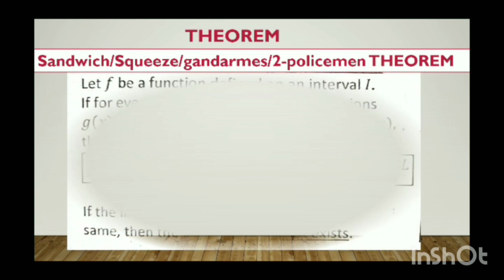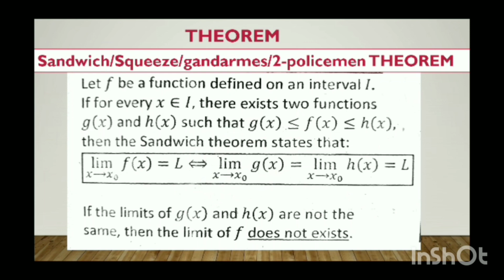So this is the summary. Let f be a function defined on an interval I. If for every x belonging to that interval there exist two functions g of x and h of x, such that f of x lies in between g of x and h of x, then the sandwich theorem states that the limit as x tends to x naught of f of x is equal to L if and only if the limit of g of x is equal to the limit of h of x and is equal to L.